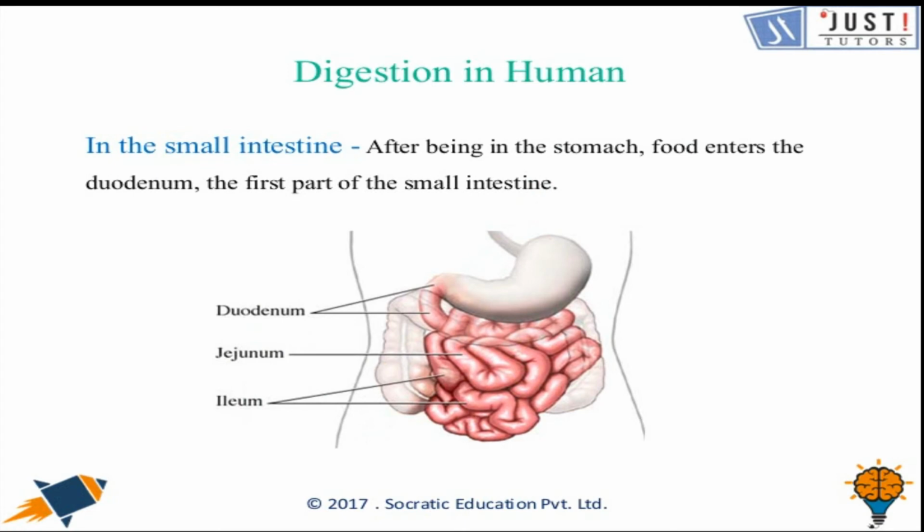Then, what happens in the small intestine? After the stomach, the food enters the jejunum and then the ileum, the final part of the small intestine. In the small intestine, bile produced in the liver and stored in the gallbladder, pancreatic enzymes, and other digestive enzymes produced by the inner wall of the small intestine help in the breakdown of food. After the stomach, food enters the duodenum, the first part of the small intestine.